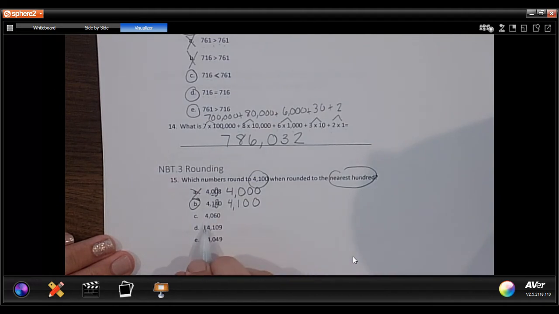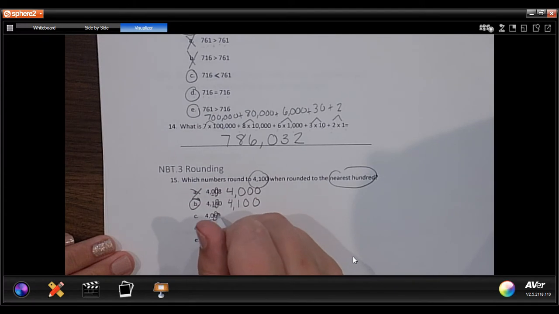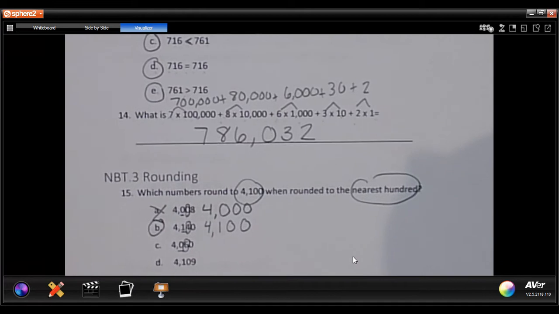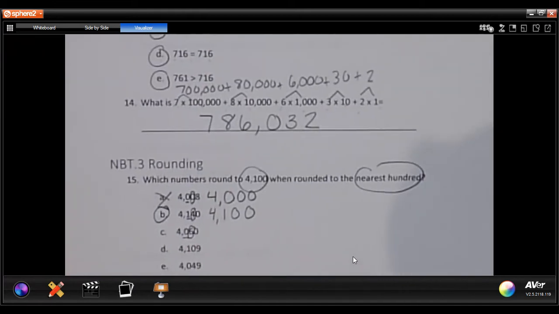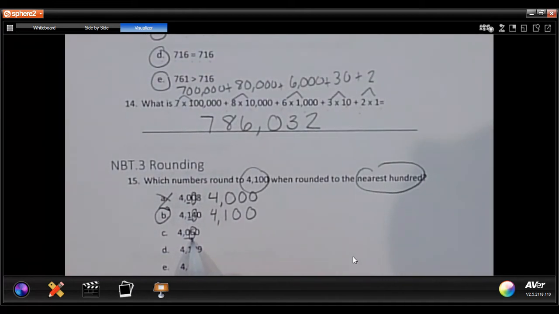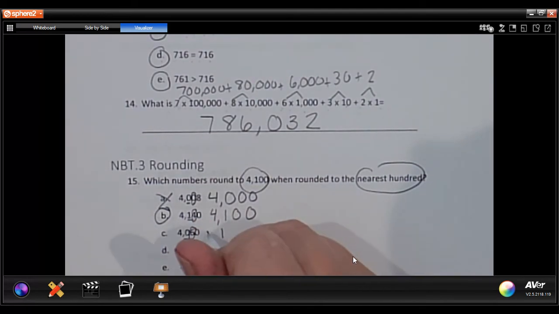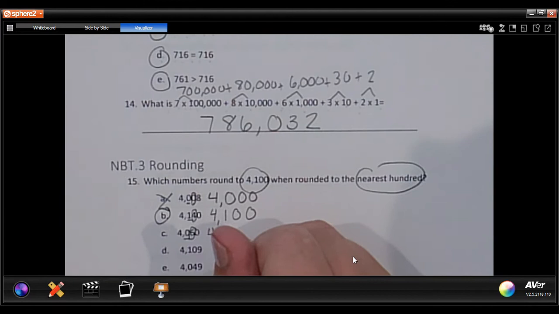Next is 4,060. I'm going to underline the hundreds place, circle the place to the right. I'm going to look at the place I circled, and I'm going to ask myself, is the place I circled 0 to 4 or 5 to 9? That's a 6, so it's from 5 to 9. So the 0 is going to climb the vine, so I'll add 0 plus 1, which is 1. My 4 stays the same, and the rest of my digits become 0. So that's another one that rounds to 4,100, so I'll circle C.